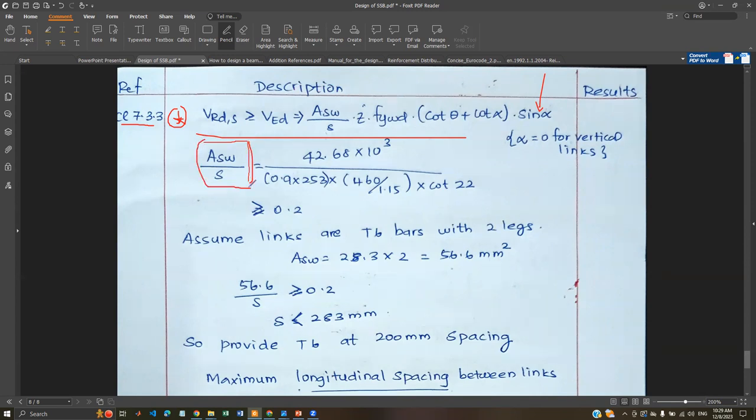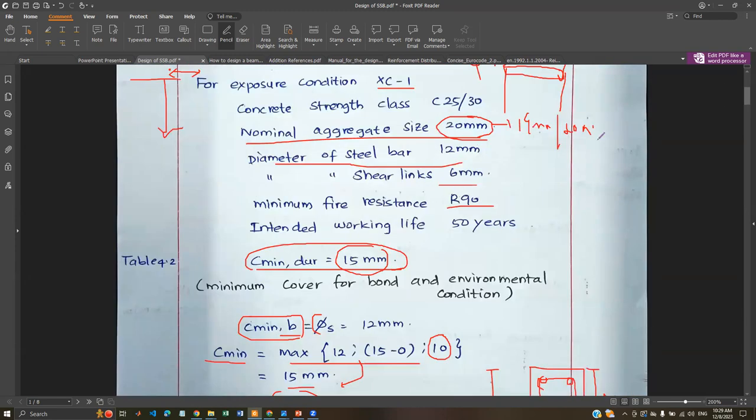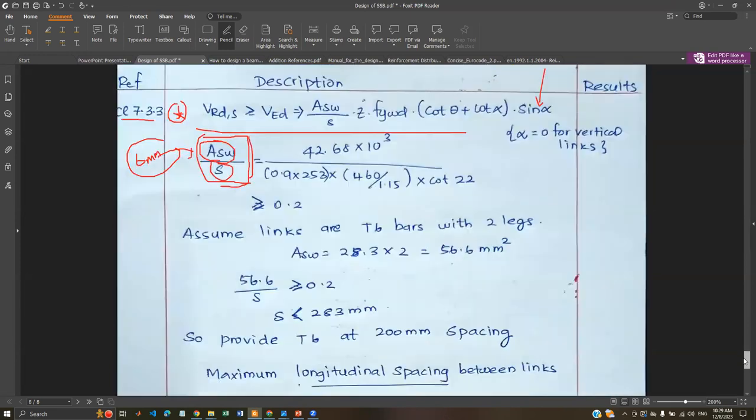So this is what I need, and I need to find the spacing of the shear links. I already know I'm going to provide the 6 mm diameter bar for my shear links, as I mentioned. The first description that you can see is 6 mm. So I know the diameter of the bar.